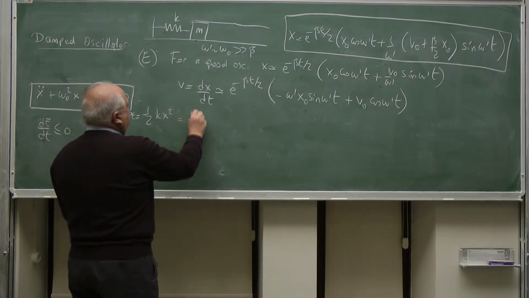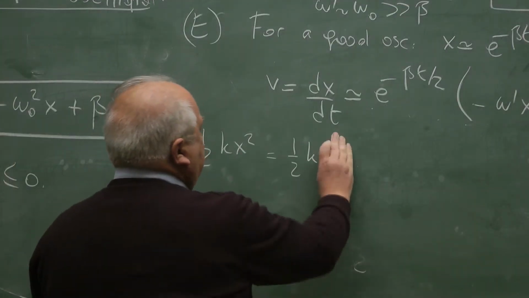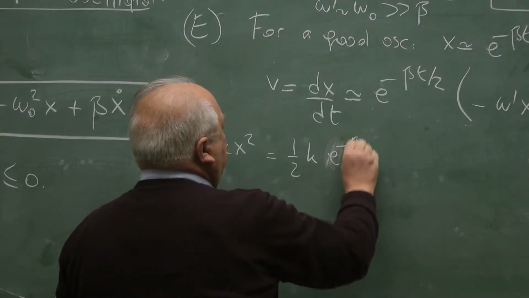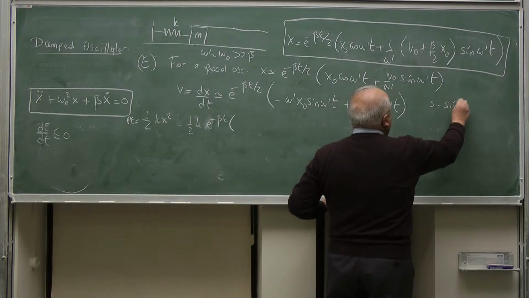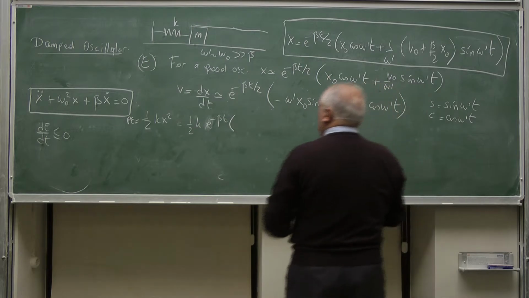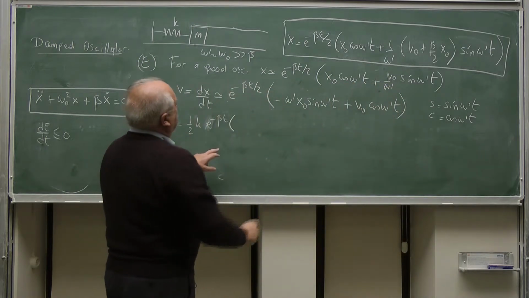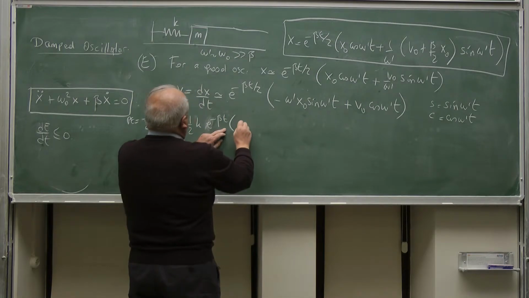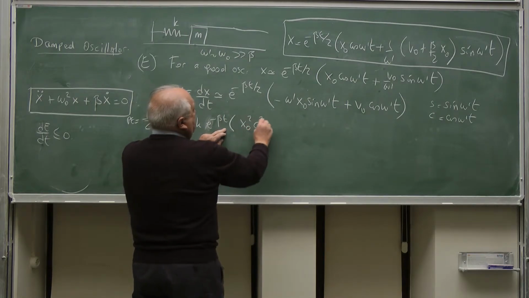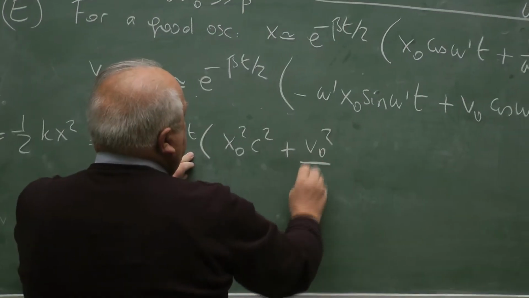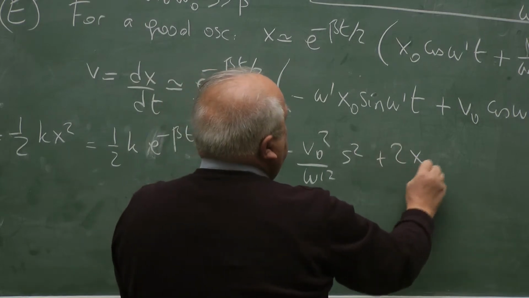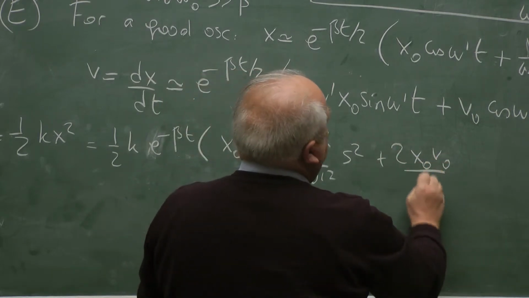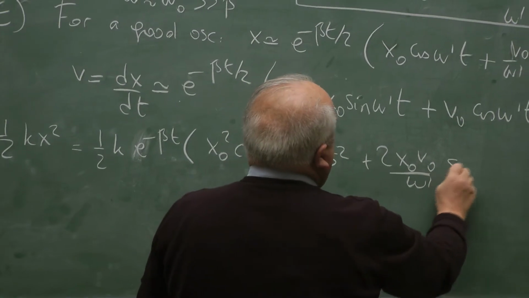So the potential energy is 1/2 k times x squared. We have e to the minus beta t. I will write s for sine omega prime t, c for cosine omega prime t, hopefully to make it shorter. So I'm taking the square of that: x0 squared c squared, plus v0 squared over omega prime squared s squared, plus 2 x0 v0 over omega prime sc.